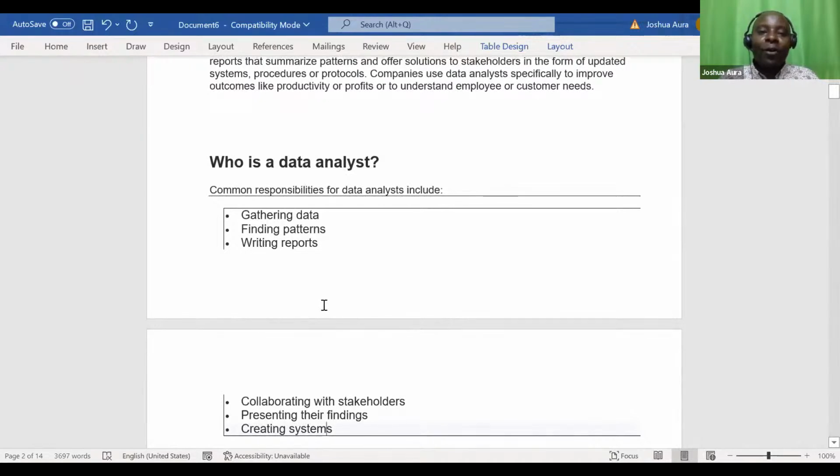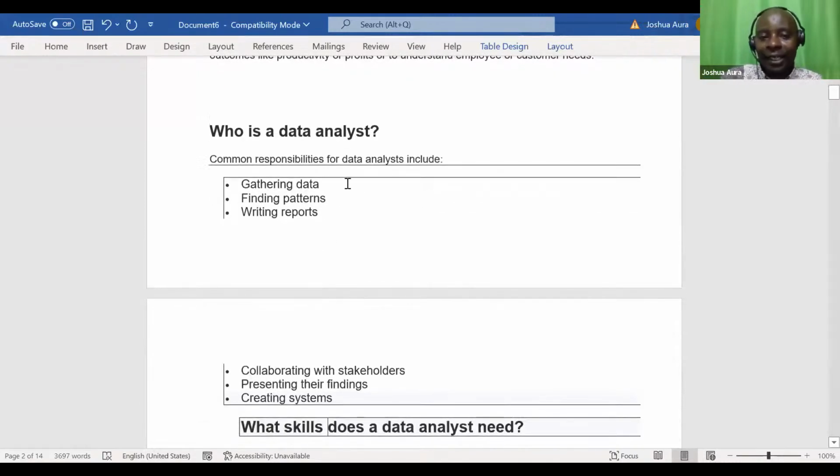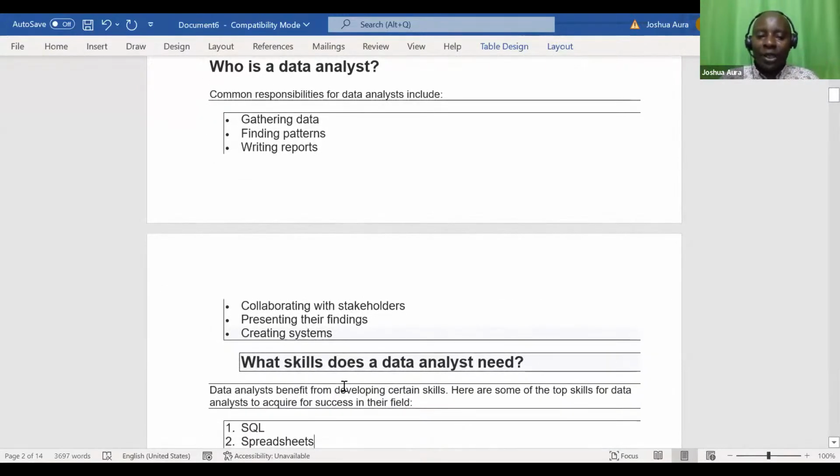Common responsibilities for a data analyst would include gathering data, finding patterns in this data, writing reports, collaborating with stakeholders. If you're a data analyst, you will be able to tell these stakeholders that should we implement this system, this is what is going to happen. And if it's employees, for example, this is how your jobs will be affected. If it is a shareholder, this is how your profitability will be. Presenting their findings, creating systems.